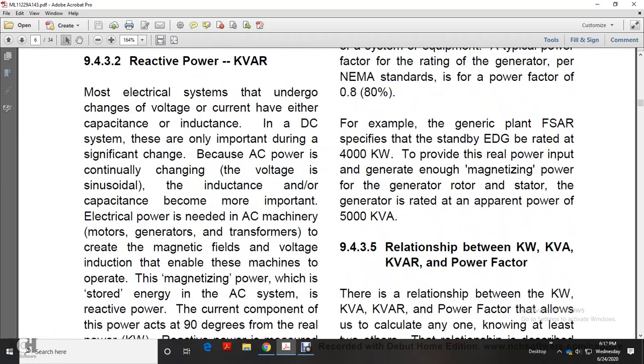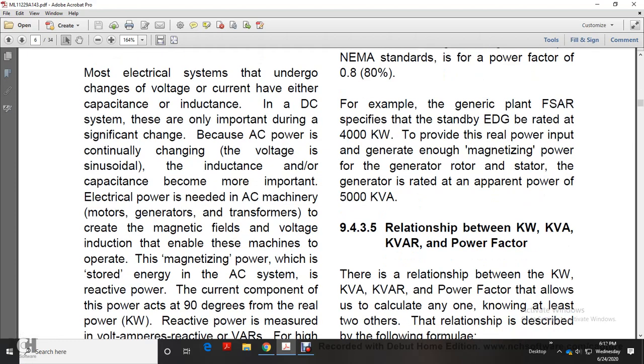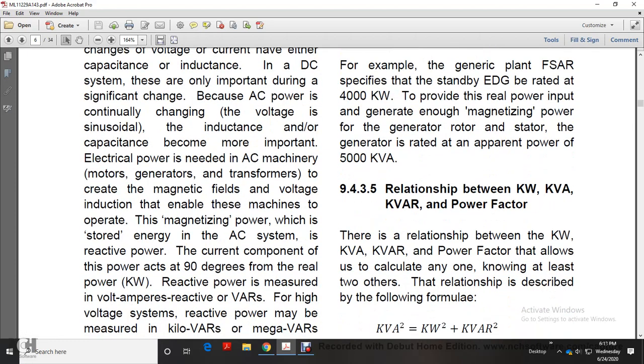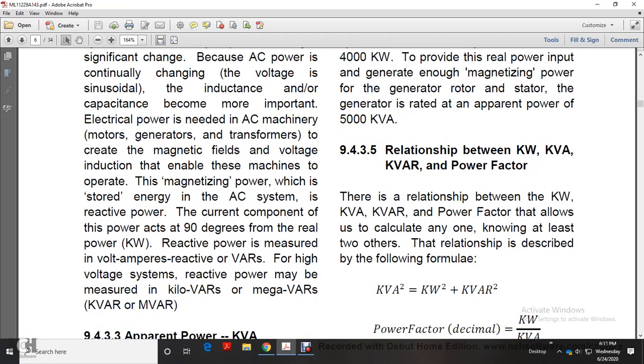Reactive power, or kVAR. Most electrical systems undergo a change of the voltage and current, for either capacitance or inductance. For a DC system this is only important at significant changes, but for an AC power system with continually changing voltage, inductance and capacitance become more important in electrical power. AC machinery, motors, generators, and transformers create a magnetic field from the voltage induced in each of these, which enables these machines to operate with magnetizing power, which is stored energy for the AC system.